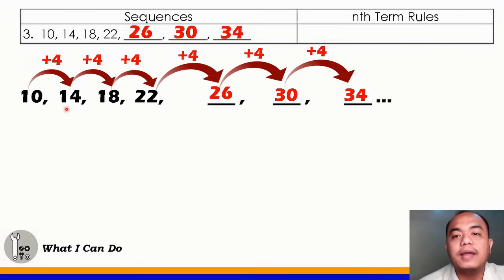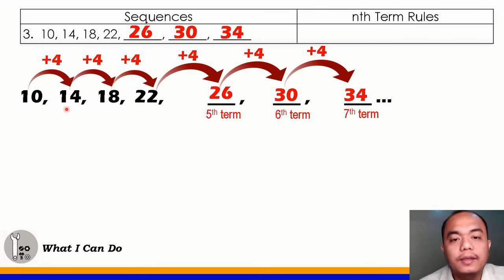So let's find the nth term rule. We have the fifth term, sixth term, and the seventh term. Obviously, we have 4n. But our common difference and our first term here are not equal. So what will you do to our common difference? To make it 10, we will add 6. So 4n will be added to 6.